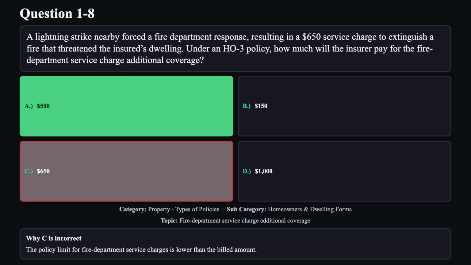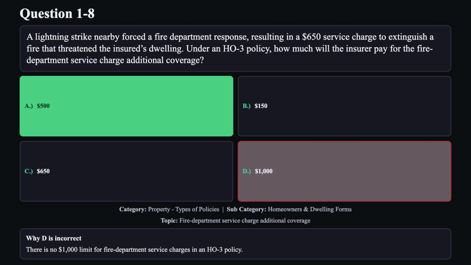Reason C is not correct. The policy limit for fire department service charges is lower than the billed amount. Reason D is not correct. There is no $1,000 limit for fire department service charges in an HO3 policy.